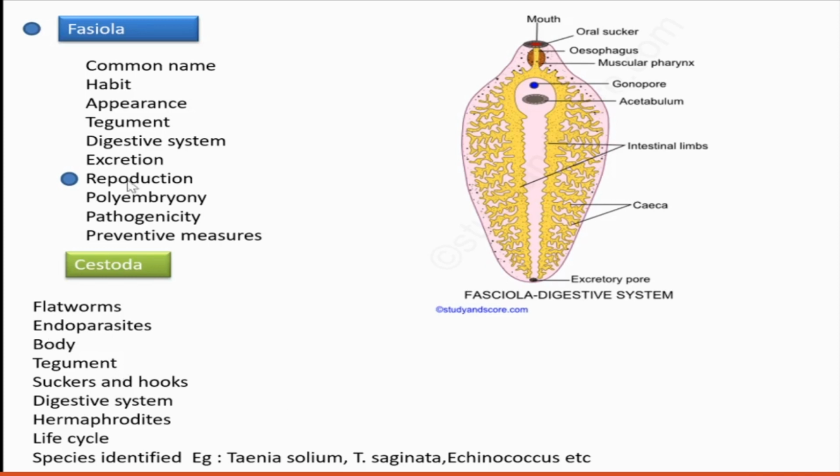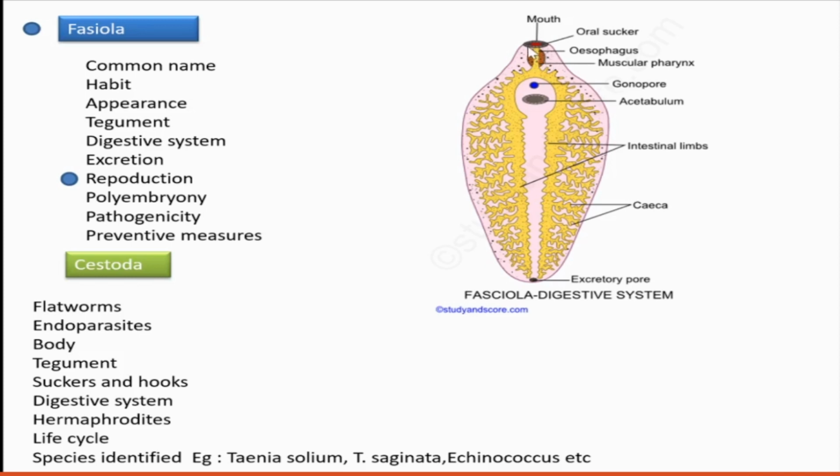Regarding its appearance, the body is very soft, leaf-like, with bilateral symmetry, dorso-ventrally flattened, and the size varies from 1 millimeter to 2.5 centimeter. The anterior end of the body has a conical projection that we can see here, and that conical projection is called the head lobe.